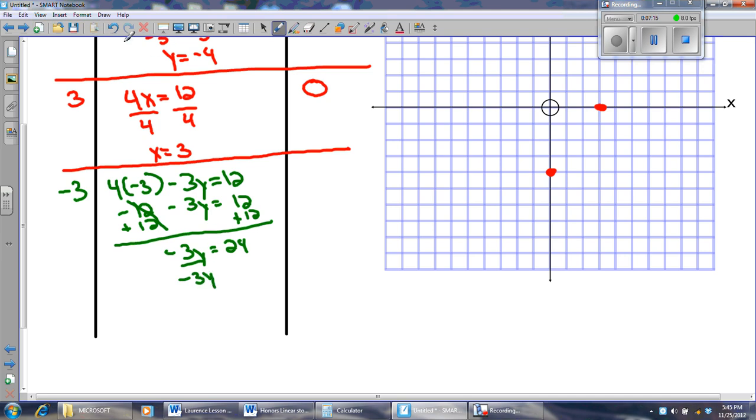Oops, danger, Will Robinson. I just divided by y. I never want to divide by the variable, not in a linear situation. And I'm going to get y equals negative 8. So negative 3, negative 8 is going to be on my graph. And so that'll be 1, 2, 3, and then down 8, which I think will be here. All right.